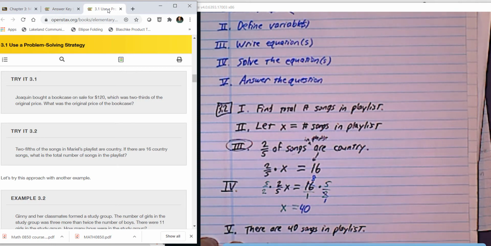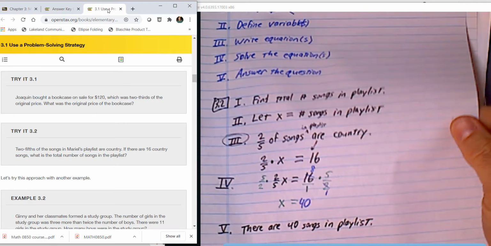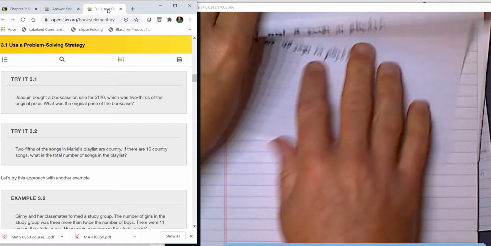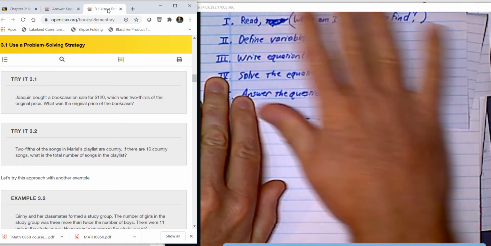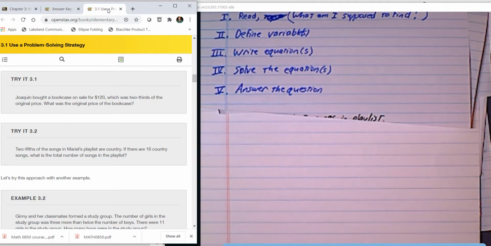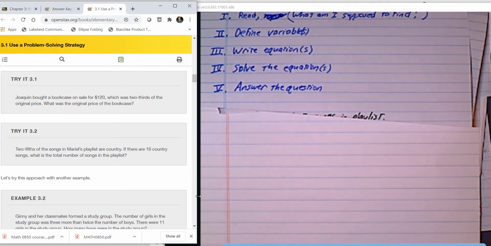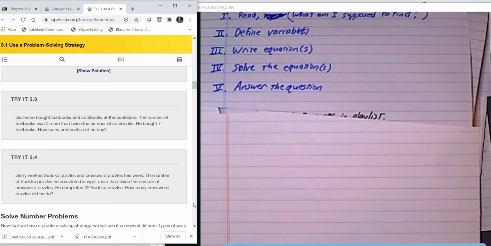I think we need some more examples. So let's go ahead, fold this up for a minute, and we'll try and use the 5-step method to solve another. Let's try, you try at number 3.4.